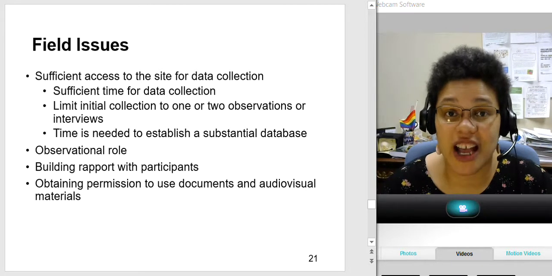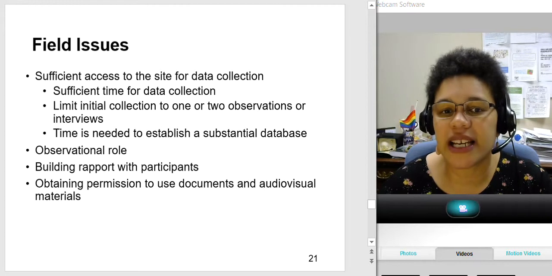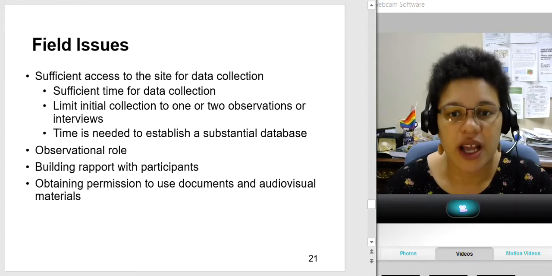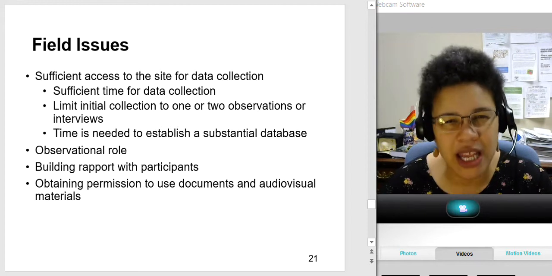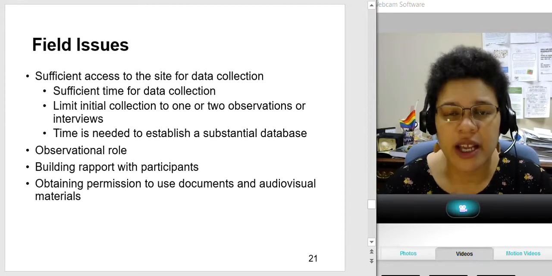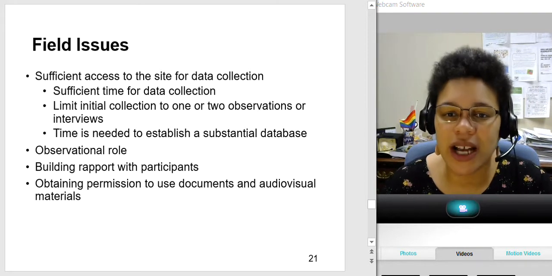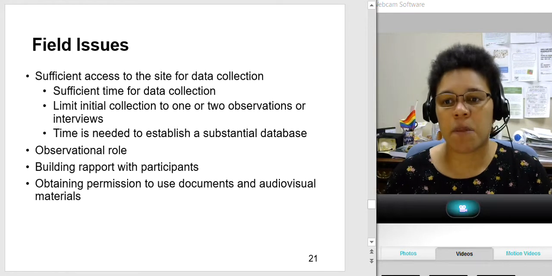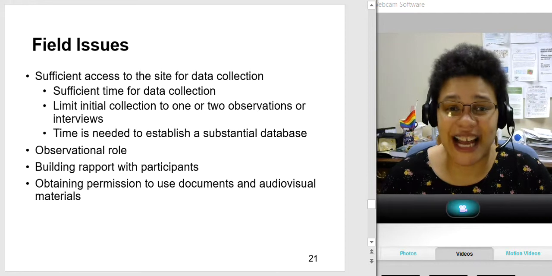Observations require time. Interviews require time. You want to limit your initial collection to one or two observations or interviews, because that's going to give you some beginning information that you may use in order to refine your study. Time is needed to establish a substantial database. It takes time.